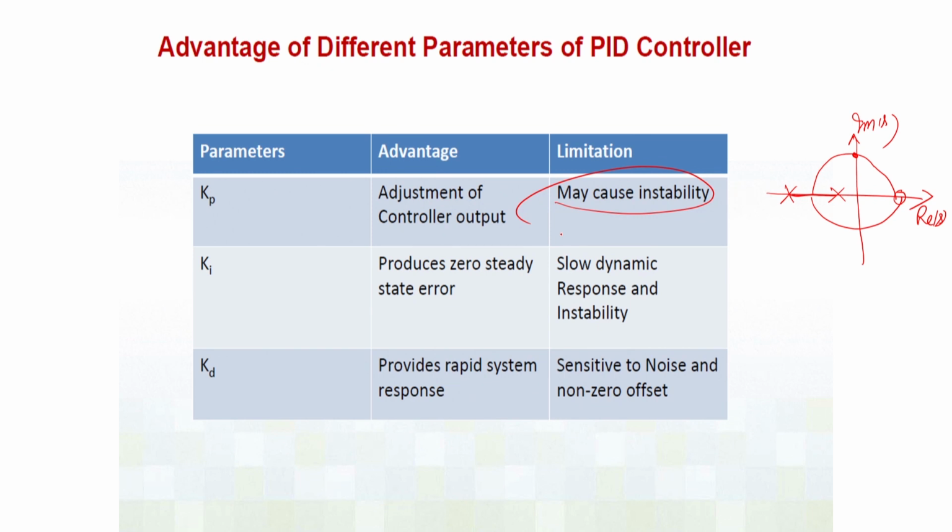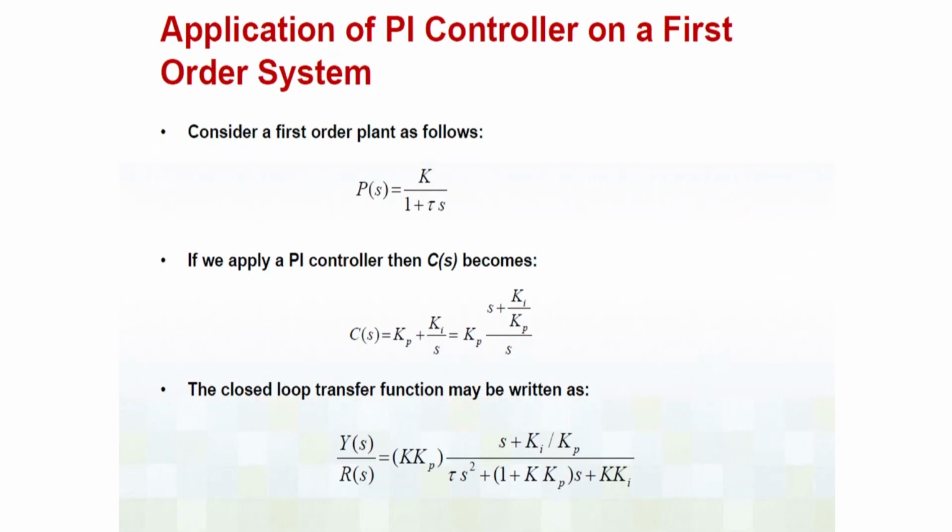Ki on the other hand can produce 0 steady state error, that is good, but it will slow down the response and it will create instability also. Kd will provide a rapid system response. The only problem is, because it is a derivative type of operator, it will be sensitive to noise and non-zero offset. So, that we have to keep in our mind. Now, if I try to apply a PI controller, so we can try all these variations: PI, PD, PID.